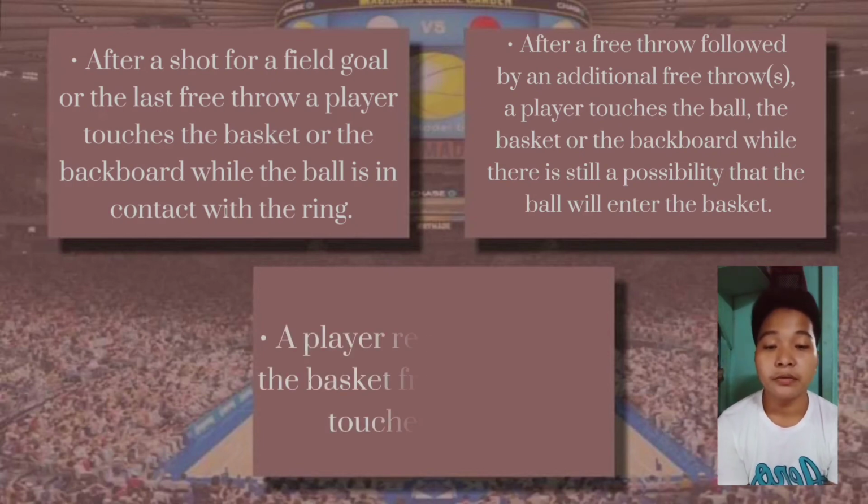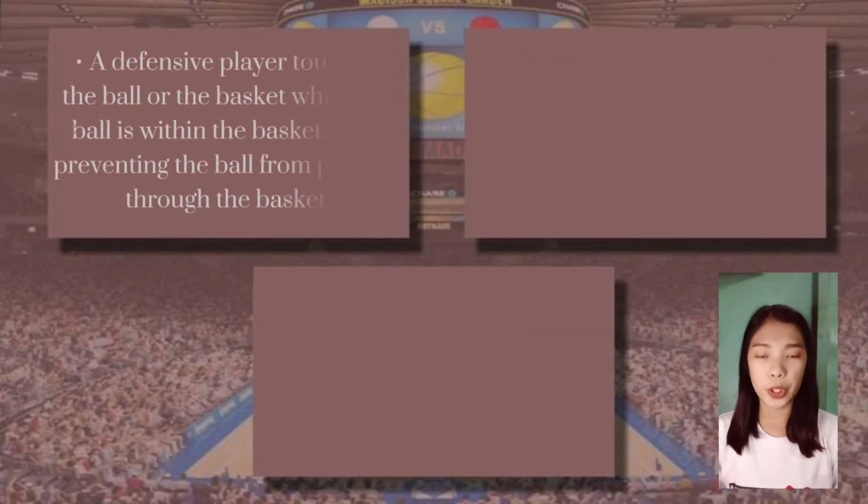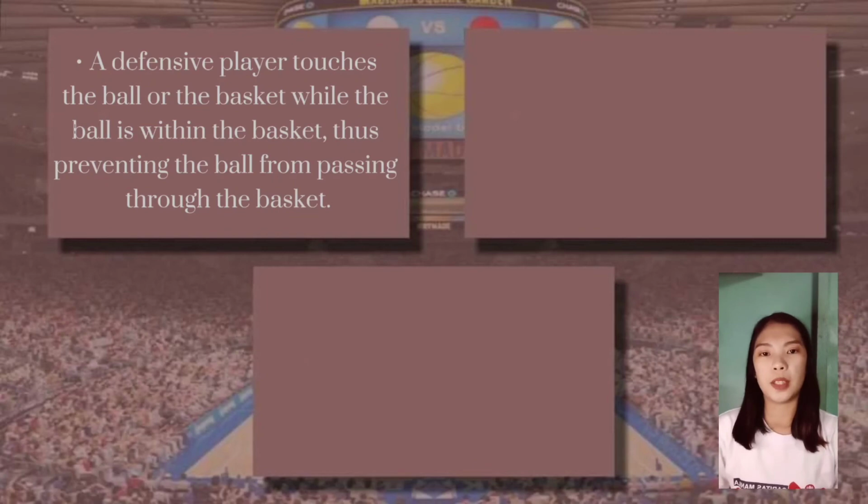A player reaches through the basket from below and touches the ball. Kapag yung bola naman daw ay isinundot sa ilalim ng basket. Another situation where interference may occur is when a defensive player touches the ball or the basket while the ball is within the basket, thus preventing the ball from passing through the basket. It means bawal na hawakan ng defensive player ang bola kapag nasa mismong ring na ito, or kahit na rin ang mismong ring or basket ay bawal hawakan when the ball has passed through it.